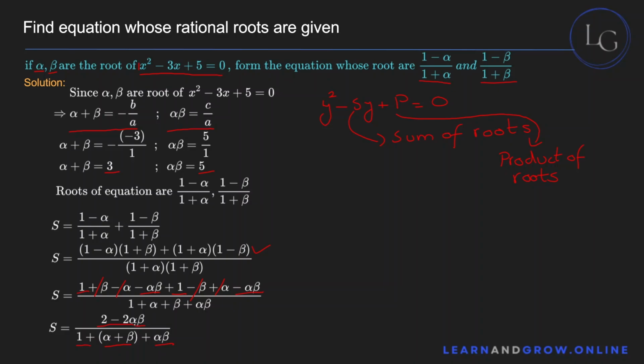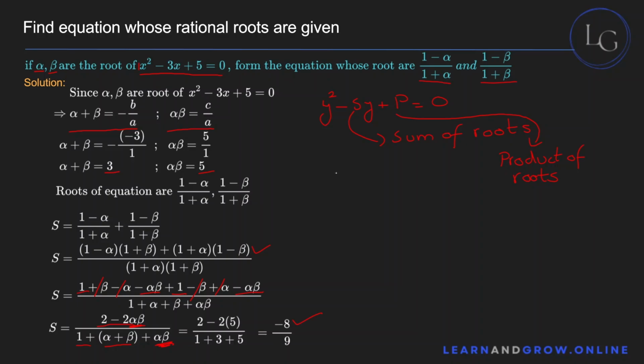Now replace alpha beta with 5, alpha beta with 5 as well, and alpha plus beta with 3. And so you get this. Upon further calculations, this is what it comes down to, minus 8 over 9. So the sum of roots is minus 8 over 9.